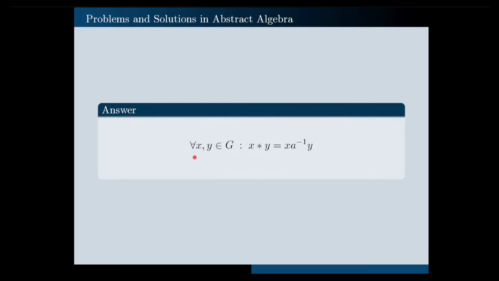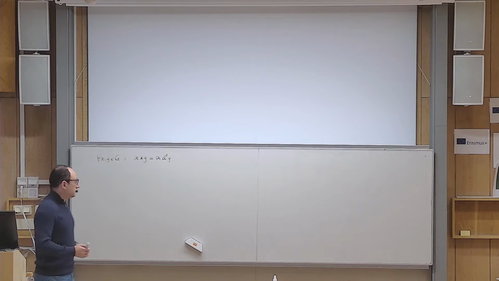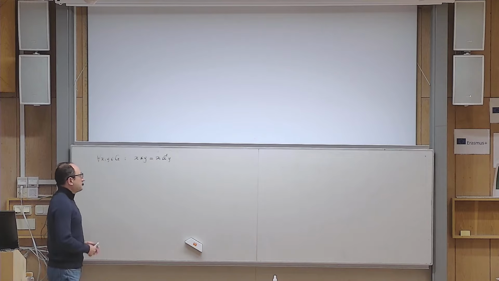The answer is, we define the binary operation star in this way: for all x and y in G, x star y equals x A inverse y. Okay, now let us solve the problem.